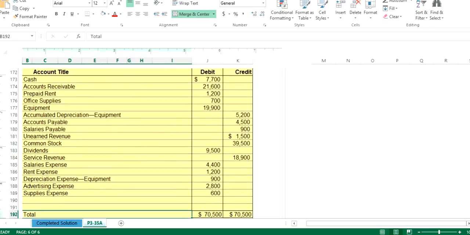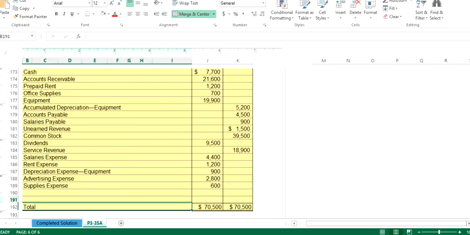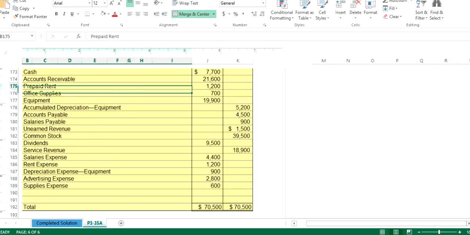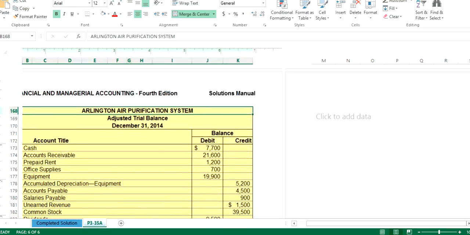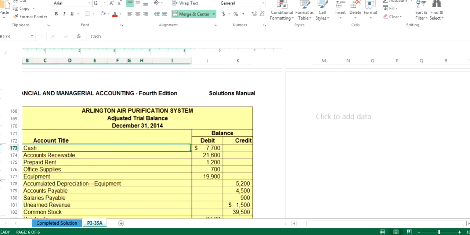Okay. And a company is going to prepare an adjusted trial balance to help them prepare their financial statements. Okay. This is not a financial statement in and of itself. It's just a tool that you use to help you prepare other financial statements. So look over this information. If you have any questions, just let me know.